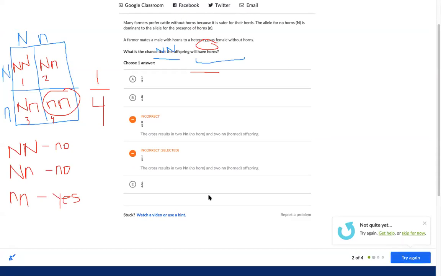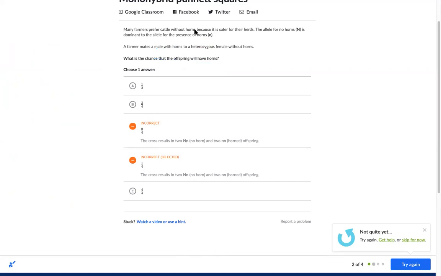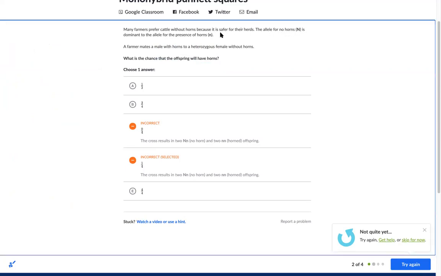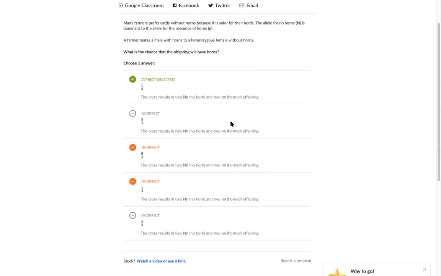It's still saying it's wrong. Okay, look what it says. The cross results in two N. Wait a minute. Let me make sure. We got to go back and read. Male farmers prefer cattle without horns because it is safer for their herds. The allele for no horns is N, dominant to the allele for the presence of horns, n. A farmer mates a male with horns to a heterozygous female without horns. Oh, a heterozygous female without horns. The answer is A. All right, let's see if it is A. That is correct. Woo!